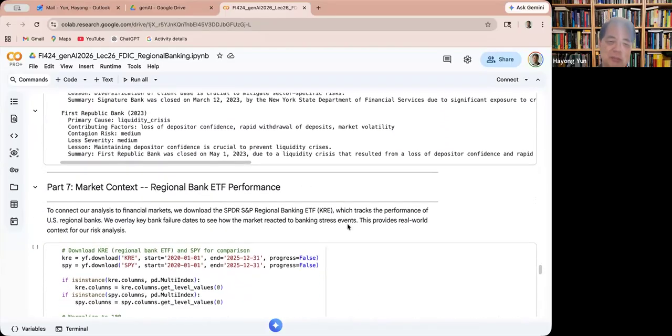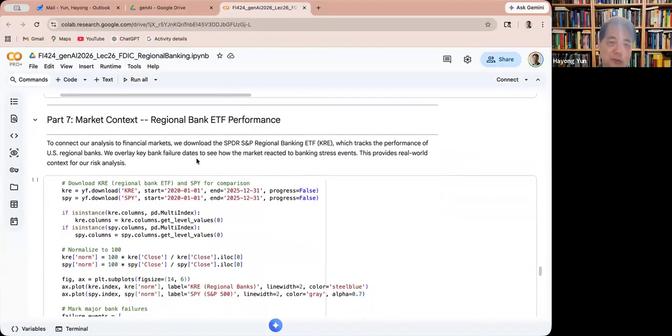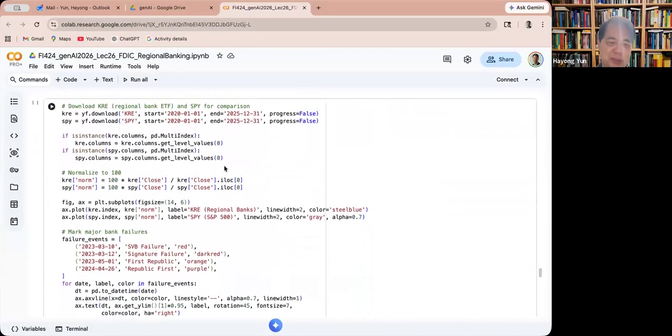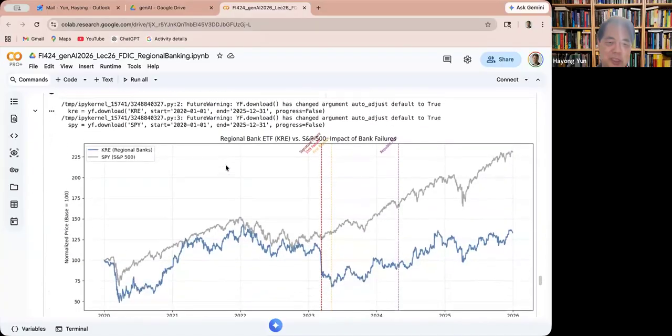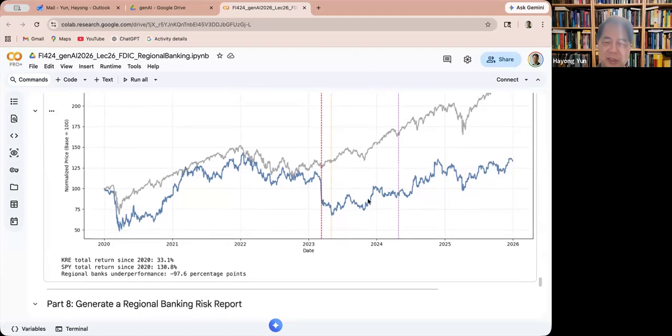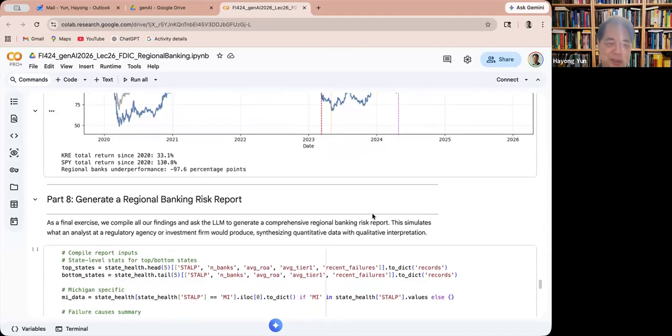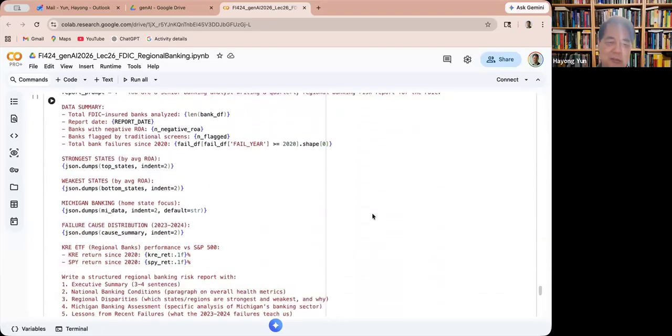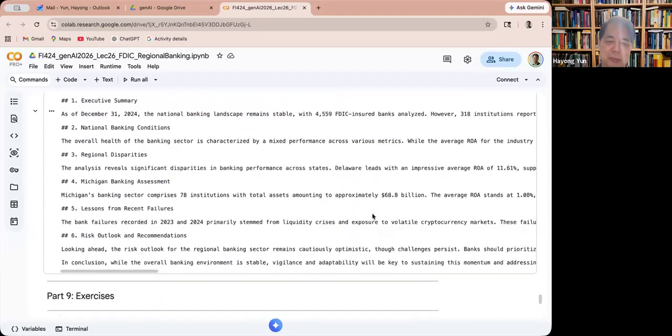And then we can look at the regional bank ETF performance and relate it to these bank reports and see. This is the S&P, and these are the regional banks index, and you can see that there was a blip here. And we can ask the LLM to generate a report for this.